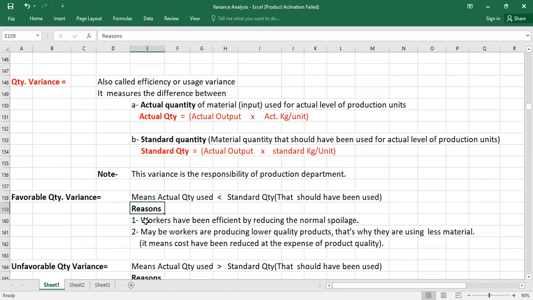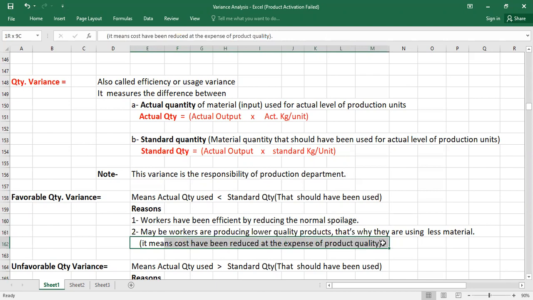Number one, maybe the workers have been efficient by reducing the normal spoilage. Maybe they are more skilled and they are wasting less material during production. The other reason, maybe the workers are producing a lower quality product. Maybe they are compromising the quality, so that is why they are consuming less material. So remember this one: the cost has been reduced at the expense of product quality. You should not compromise the quality, but this could be a reason for favorable quantity variance.